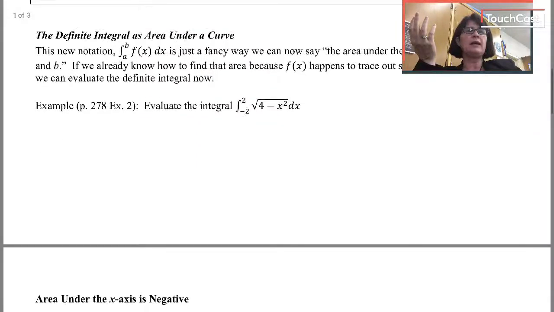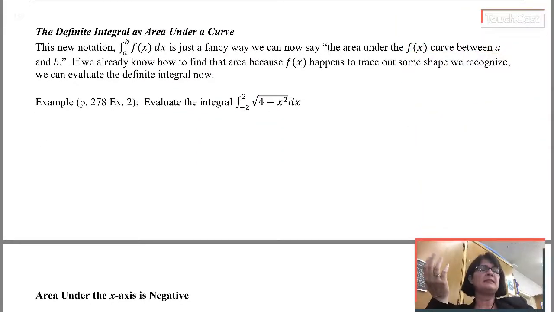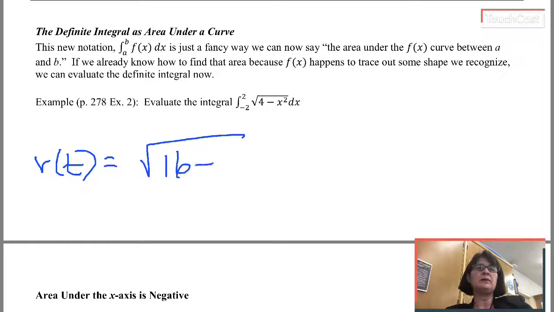If we take a look at this example at the bottom of the first page of your notes, this is very similar to a problem we did in 5.1. In fact, it's the problem that the video cut out on. So I replaced that video. Make sure you see it. In that video, I said, hey, if the velocity of some particle is v of t equals the square root of 16 minus t squared, how far does the particle travel between times 0 and 4?